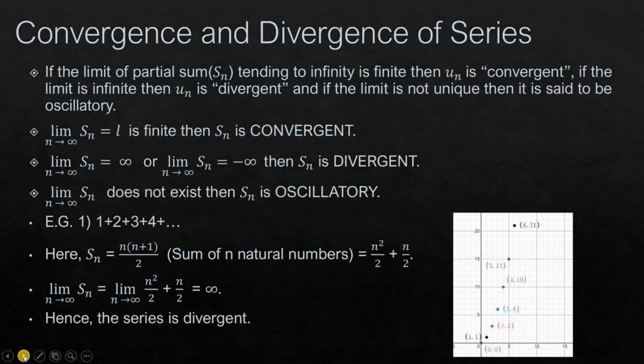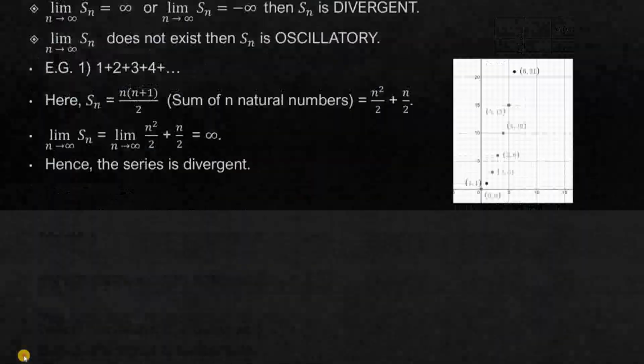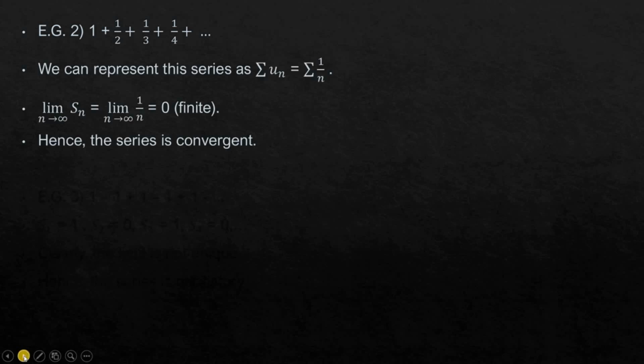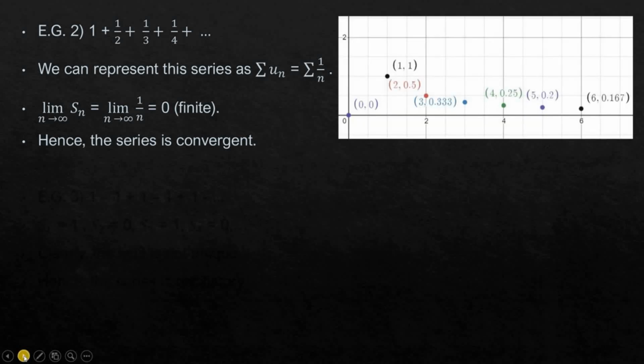So here is your next example. Again, try this example and pause the video here. So here is the solution. If we represent the series in the form of Sn, we will get a general term, sigma of 1 over n, where n goes from 1 to infinity. And when we put this value in the limit, we will get 0 as the answer, which is a finite quantity, and hence we can say that the series is convergent and it converges to 0.